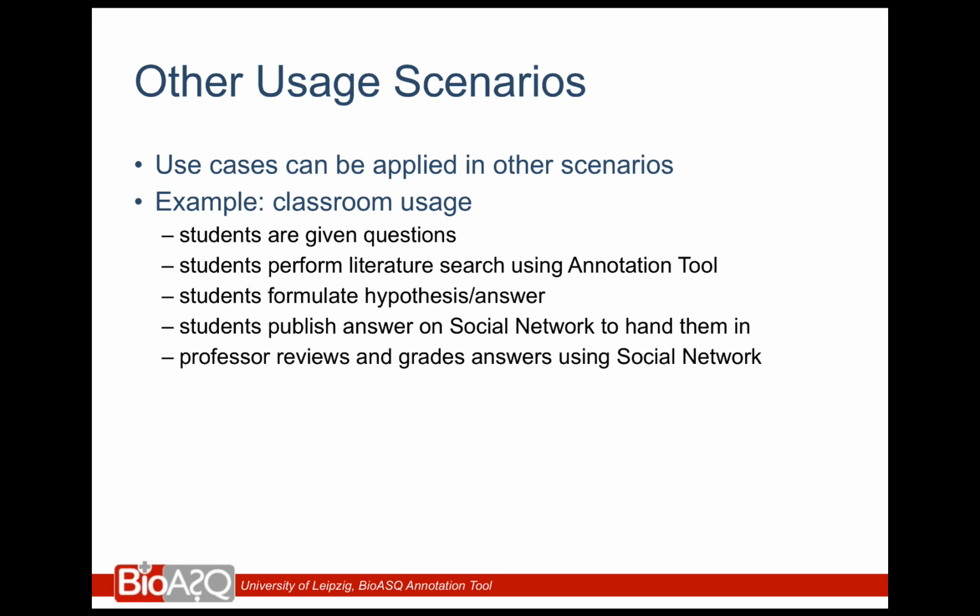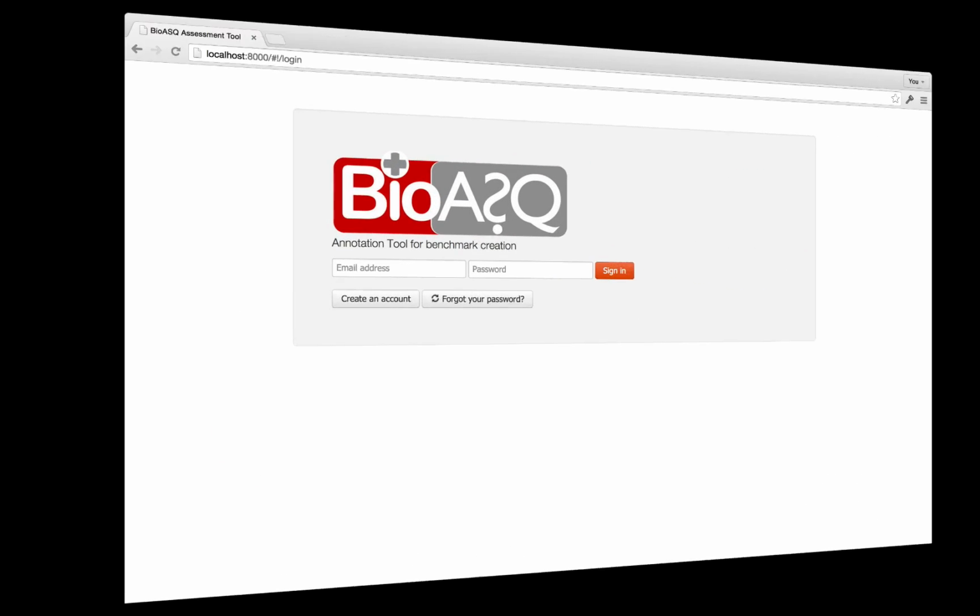But there are other usage scenarios possible using these use cases. For example, in classroom usage, students could be given questions. Students would then perform literature search using the annotation tool. Students formulate a hypothesis or answer the questions. They can then hand those answers in using the social network. And a professor can review and grade the answers using the social network. Now let's get started with this screencast.